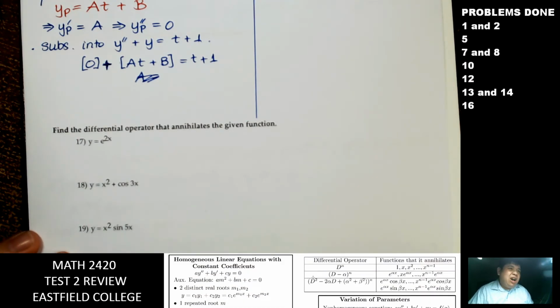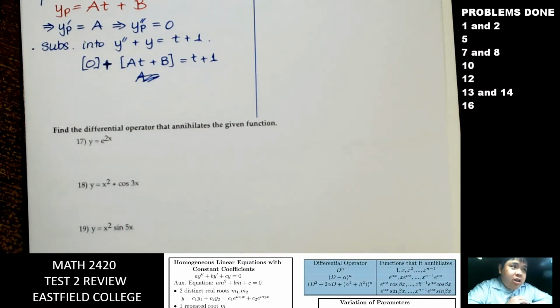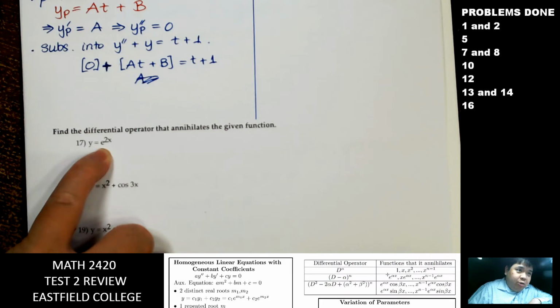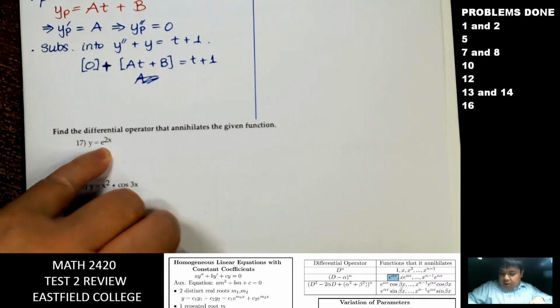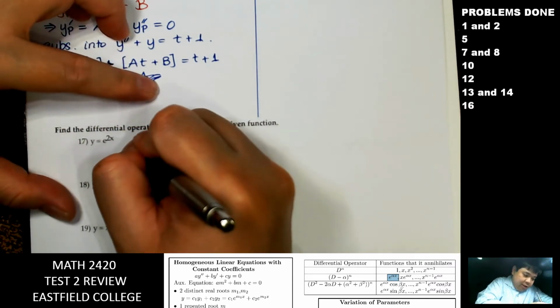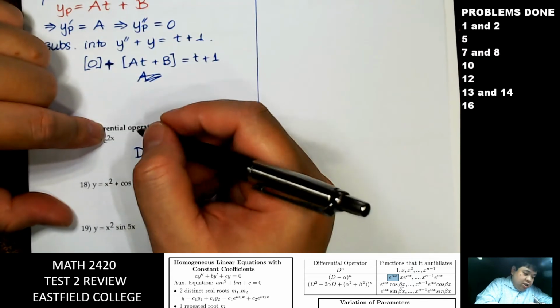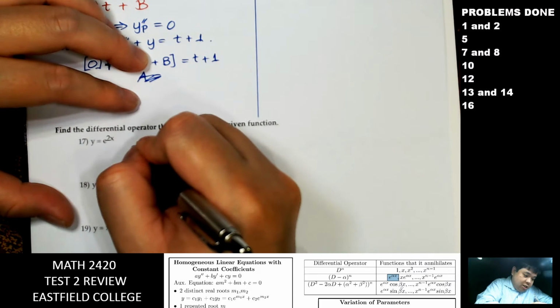So this is kind of like guessing, but we go the opposite direction. So it will be in that table. First of all, e to the alpha x, here it's e to the 2x. To annihilate that, we're going to need d minus alpha, in this case alpha is 2. So d minus 2. That's pretty much it.